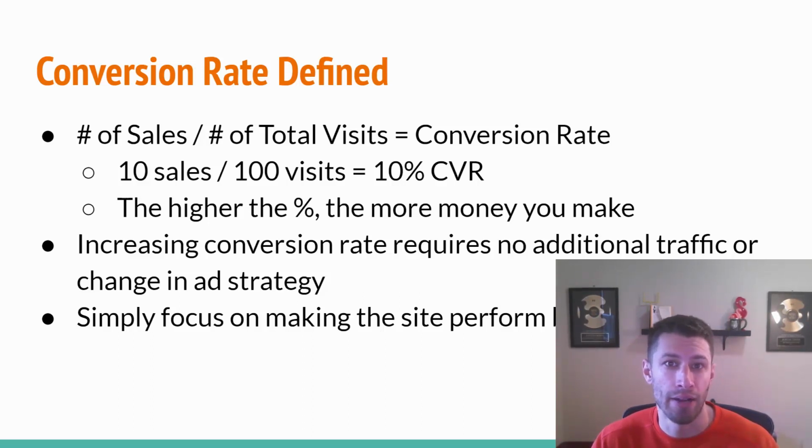We could care less about having 10,000 visitors. We want 10,000 purchases, right? We want to have a conversion rate that's as high as possible. So let's say you have 10 sales out of 100 visits, 10 divided by 100, that's 10%. Okay, the higher the number, the higher the percentage, the more money you're going to make, okay? Let's say you had a 1% conversion rate. That would be only one sale out of 100 visits. If you had a 50% conversion rate, that would be 50 sales out of 100 visits. So the higher the number, the more money you're going to make, right?